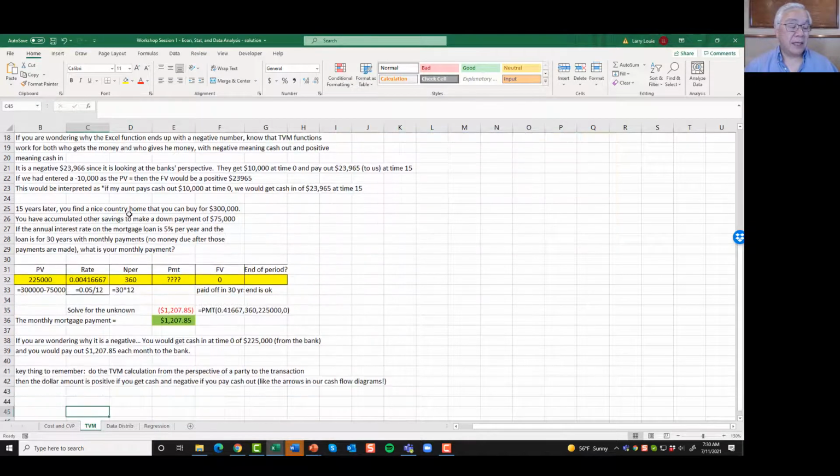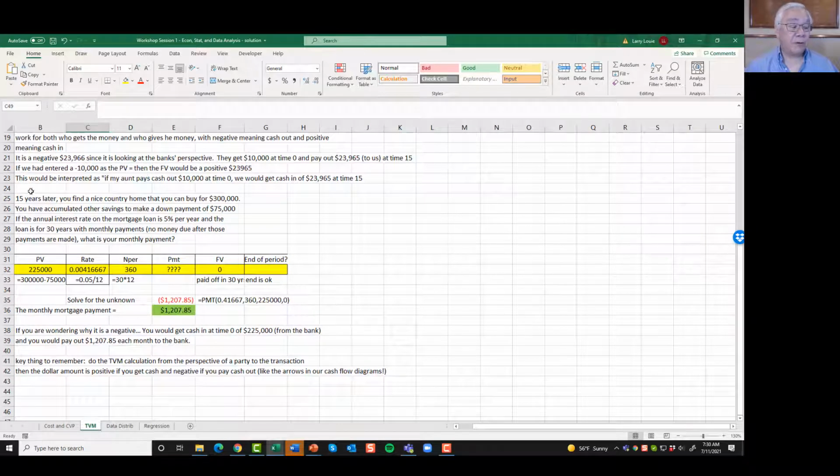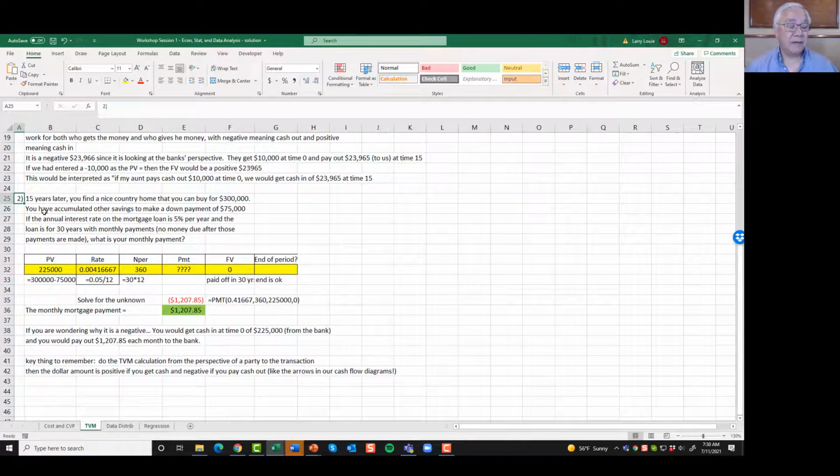All right, the next example was where we have a house that we're wanting to buy. So in this case, 15 years later, we find a house we want to buy. It's a $300,000 price. $75,000 is what you've accumulated to put as a down payment, which means you're short by $225,000. What are you going to do? Borrow it, the American way. So we have the PV is the amount of the loan, $225,000.